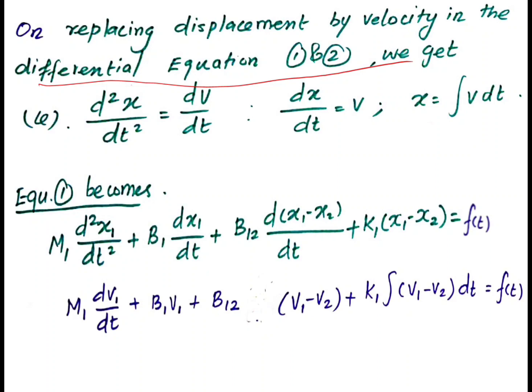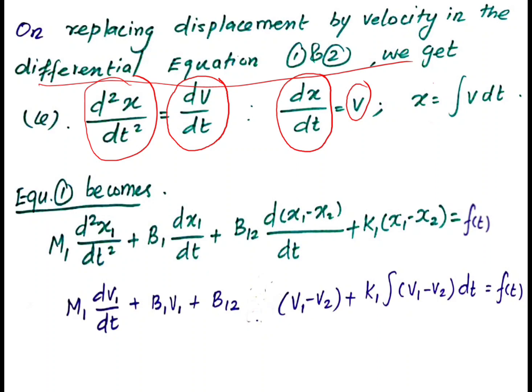For example, if you have d square x by dt square, then we can replace it by dv by dt. If you find dx by dt, then you can replace it with v, and if you have x, then you can replace it with integration v into dt. So we are going to write equations 1 and 2 in terms of velocity v.